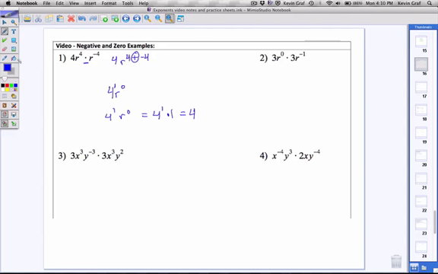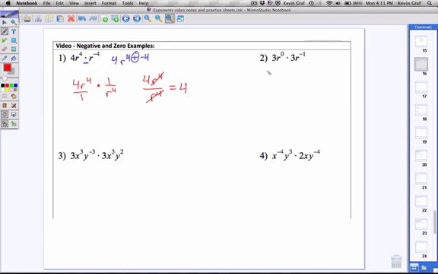Another way that you can look at this one is using what we just talked about. This 4r to the fourth stays right here, and the r to the negative 4 turns into 1 over r to the positive 4. That's how you get rid of the negative: move it to the bottom, make it positive. Then if you think about multiplying fractions, you multiply straight across the top, and you get 4r to the 4th over r to the 4th. These two things cancel each other out, leaving you with just 4.